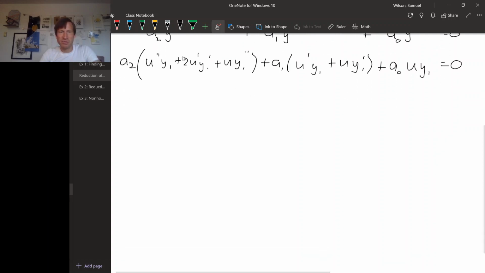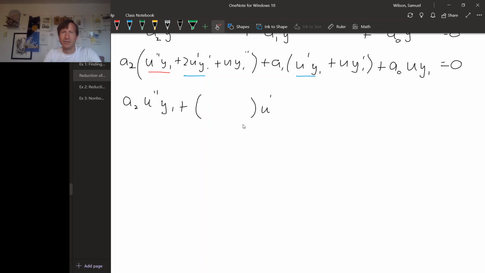Okay, now we need to simplify this mess. So let's gather up all of the terms that have u double prime. So here's a term with u double prime. So that's a sub 2 u double prime times y1. Now let's gather up all the terms that have u single prime. So there's one here and there's one here. So plus, all of these terms have u single prime, so I'm going to factor that u single prime out. So we get 2 times a sub 2 times y1 prime plus, and then from over here, a sub 1 y1.